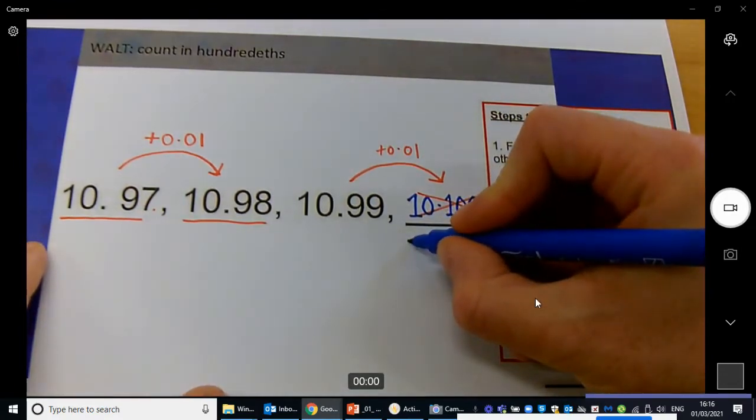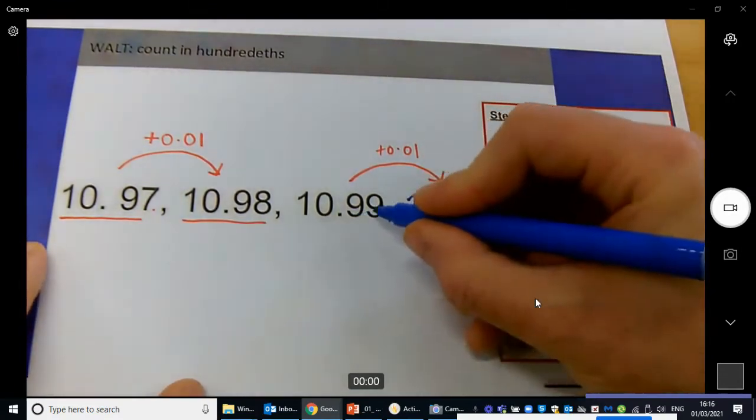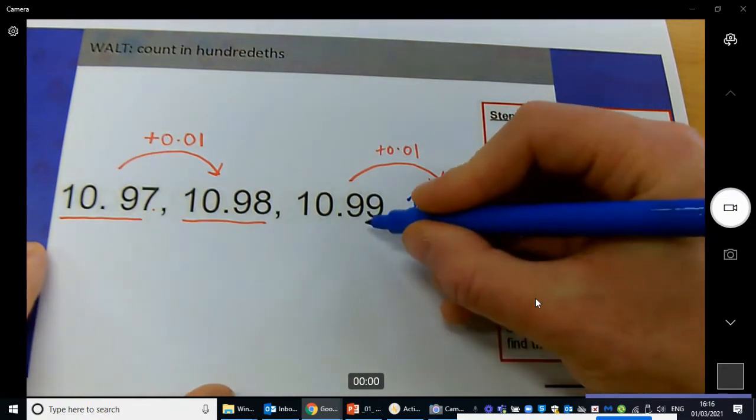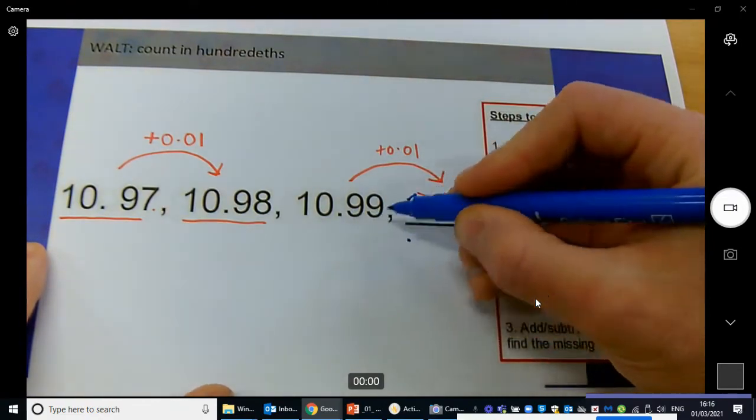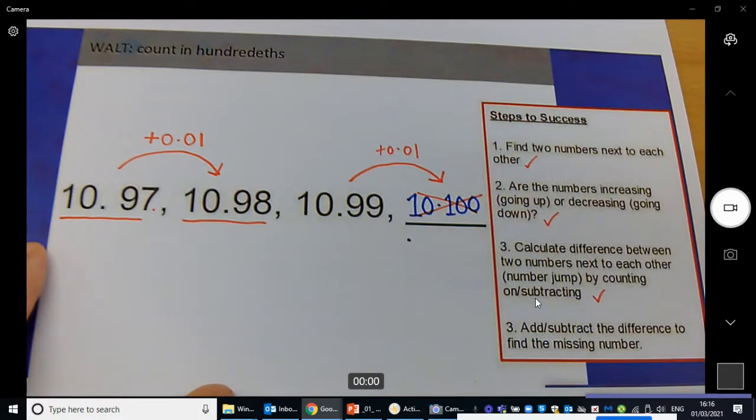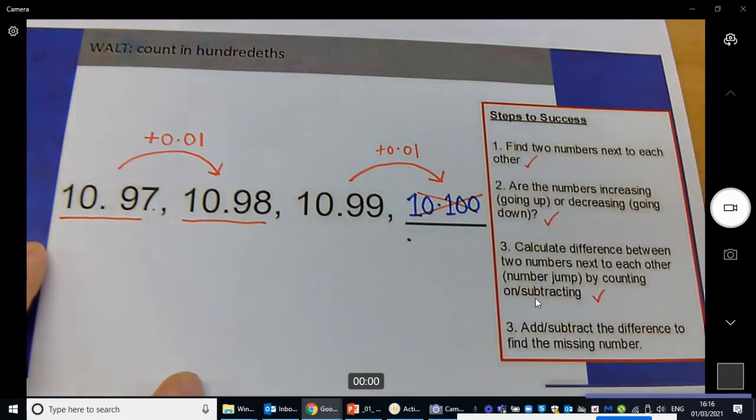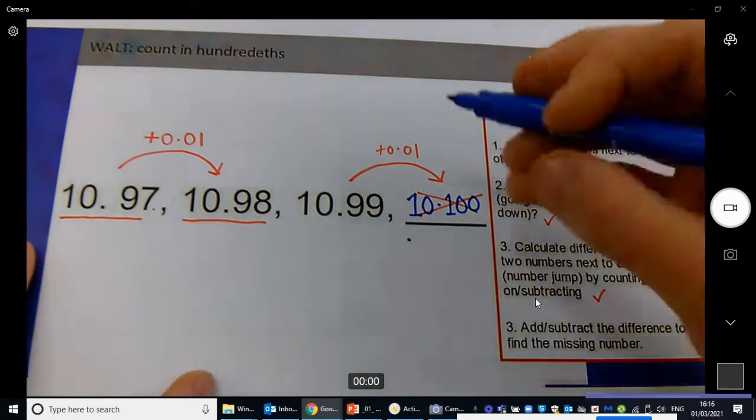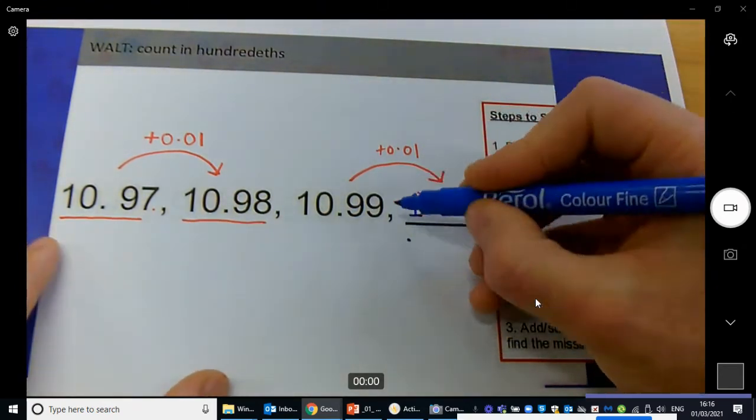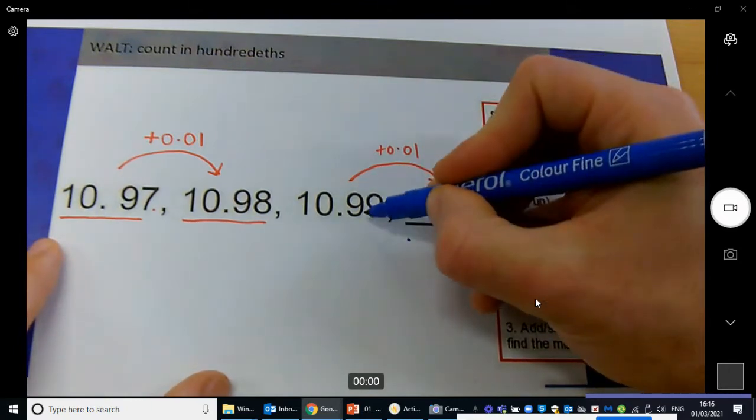So we've got 99 hundredths at the moment because we've got 9 tenths, 9 hundredths, which is 99 hundredths altogether. What's going to happen when I get to 100 hundredths? Well, what we're going to have to do is regroup these 100 hundredths.